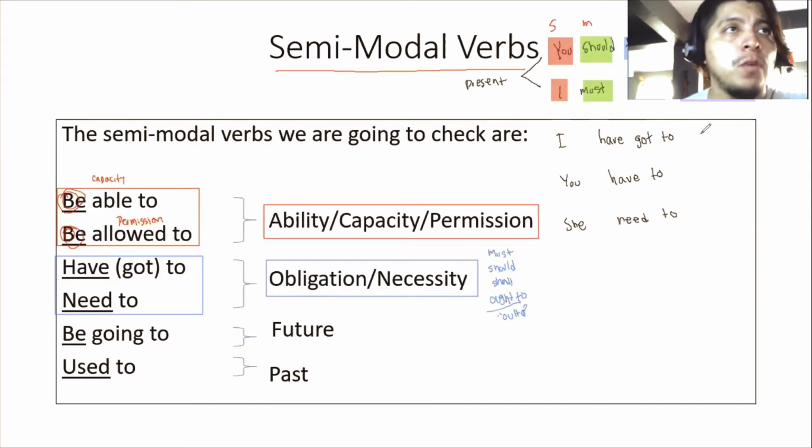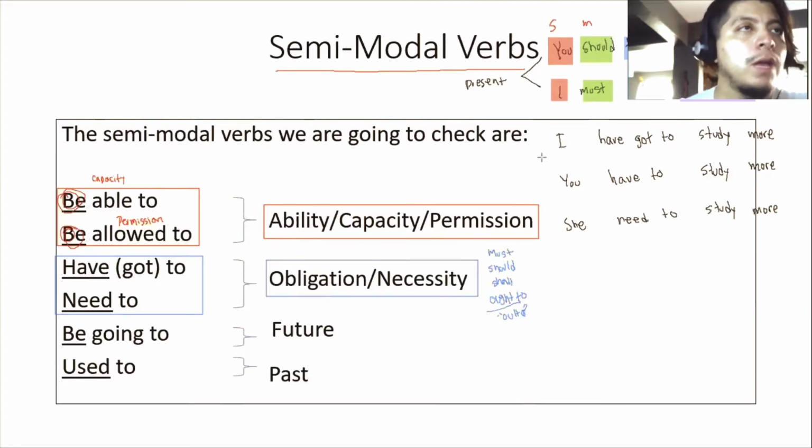Your verb in the base form is going to be something like, for example, I have got to study. I have the obligation to study. I have to study, and she needs to study. And then a complement, the complement can be whatever, so more and more. This is just a complement of mode. It's telling you how much or how many or how little.